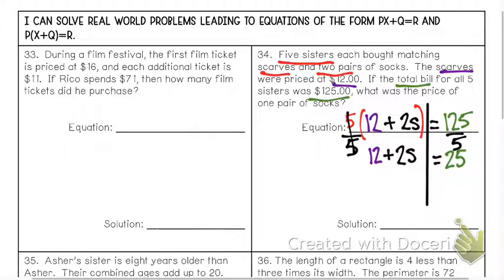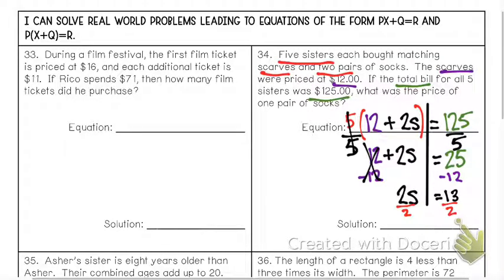And then from there, you can see this is the exact same type of setup. We have $12 for the scarf, 2 socks, but whatever that cost of the sock is, I don't know yet. So I do the order of operations backwards. I minus 12 from both sides. And then I'm going to go ahead and divide both sides by 2.